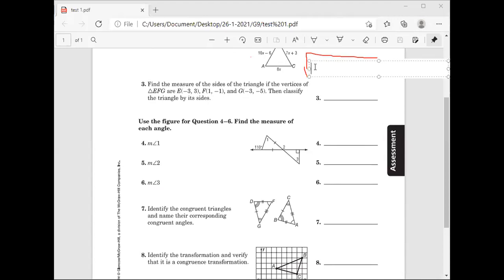The distance formula is the square root of x2 minus x1 all to the power of 2, plus y2 minus y1 all to the power of 2.